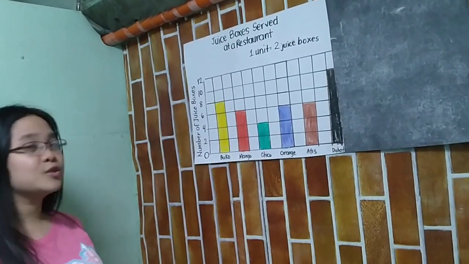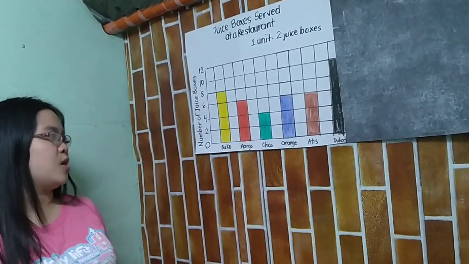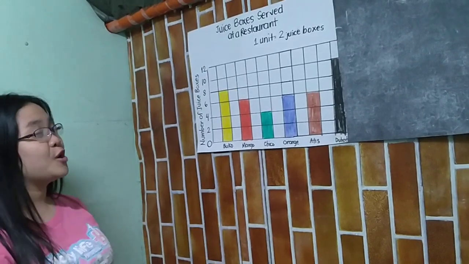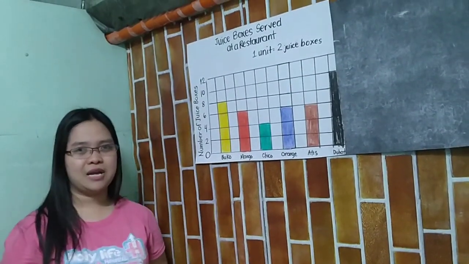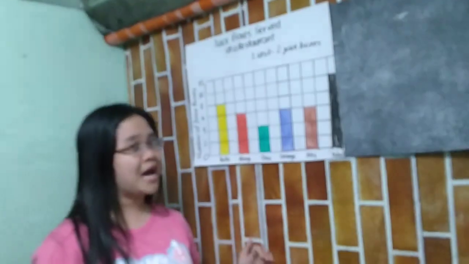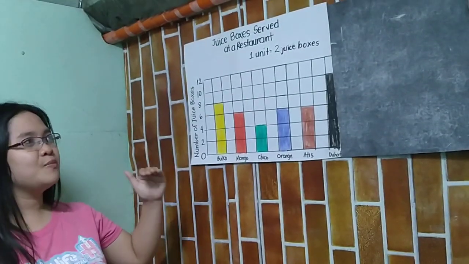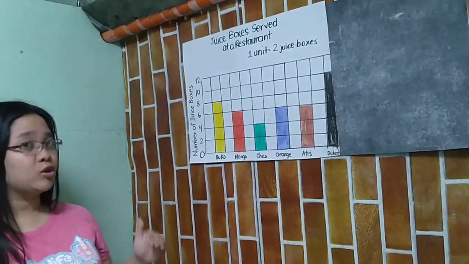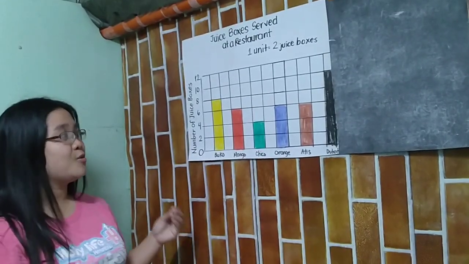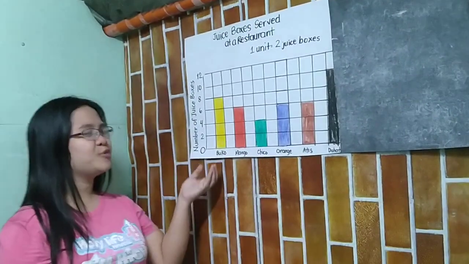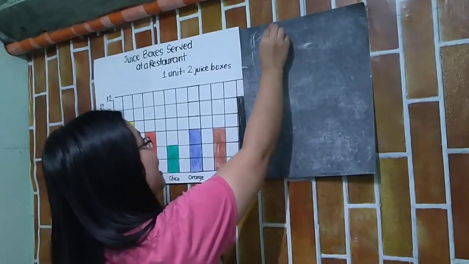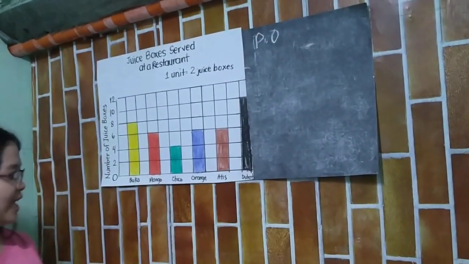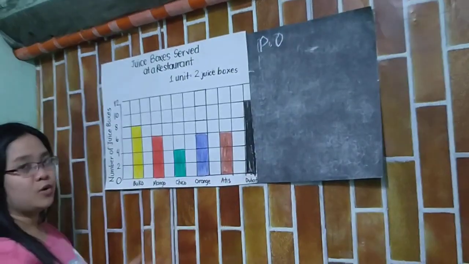Now, let us solve the probability for each one. So, what do you think is the probability of the buko juice to be served at a restaurant? But before that, if we are going back to our formula, favorable outcome over possible outcome, it will be hard for us to answer the question, what is the probability of the juice to be served, if we don't know first what's the possible outcome for the given data. Okay? Now, let's have this one by one first.